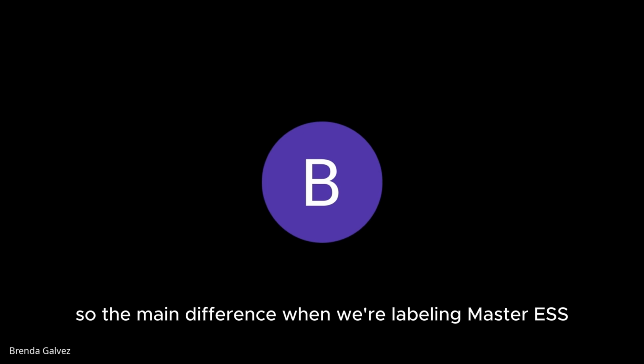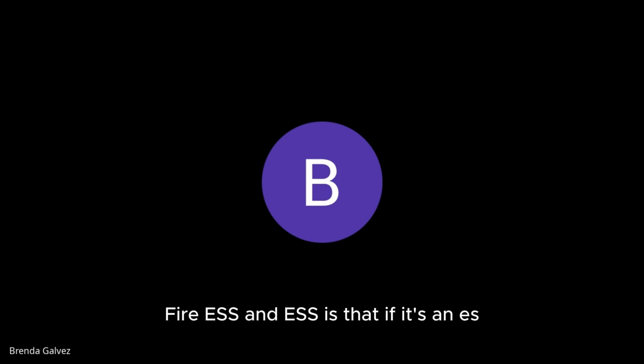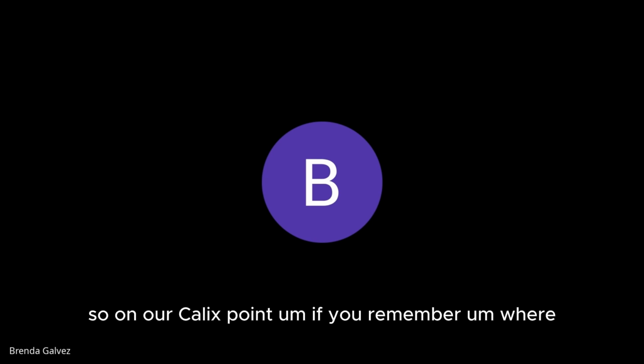So the main difference when we're labeling master ESS, buyer ESS, and ESS is that if it's an ESS, it's because it's a refinance. That means it's going to stay within the same name, the same borrowers. So that's the ESS when it's a refinance. When we add a master or a buyer, it's when it's a purchase property.